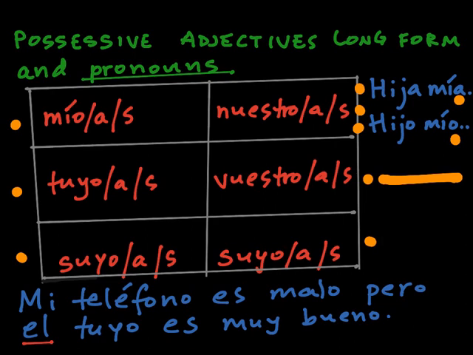So I have here an example. Mi teléfono es malo, pero el tuyo es muy bueno. My telephone is bad. And this one, as you remember, is the short form of the possessive. Pero el tuyo es muy bueno. El tuyo is the long form, and note that with the long form we also use the definite article. Mi teléfono es malo, pero el tuyo es muy bueno. The tuyo is sensitive to the gender and number of the word telephone, the item possessed.